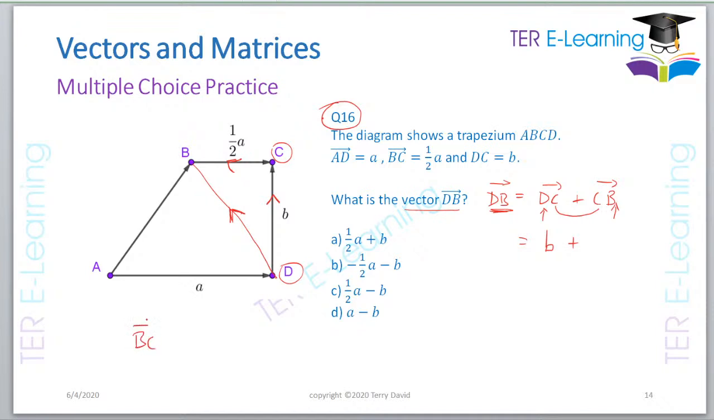The vector BC is equal to a half A, right? But if I want to go in the opposite direction, I want to go CB. CB is equal to minus a half A. When you want to reverse the direction of a vector, just put a minus sign in front of it. So therefore, CB is equal to minus a half A. Alright? So therefore, the answer is actually minus a half A plus B.